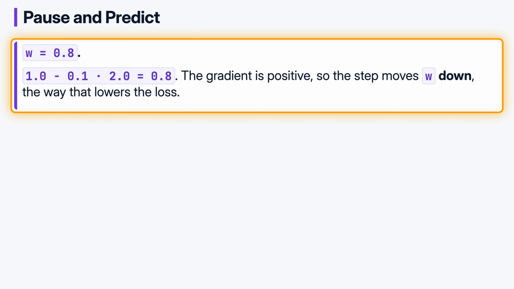1.0 minus 0.1 times 2.0 is 0.8. The gradient is positive, so the step moves W down, the way that lowers the loss. That's the sign trap. A positive gradient steps the weight down, not up.